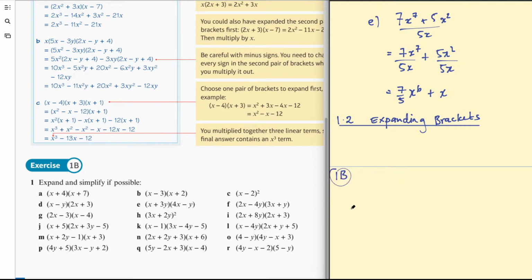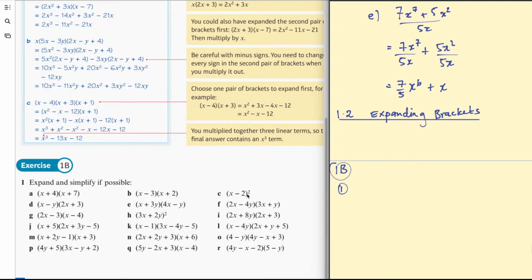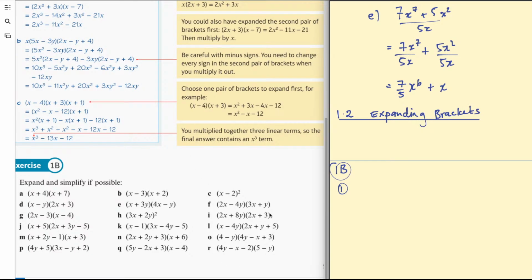Exercise 1b, expanding brackets. Let's just do the last column as I've been doing so far. So this one here I'm going to work through. As I have said a couple of times, I'm not going to do every single exercise because it just gets way too repetitive.